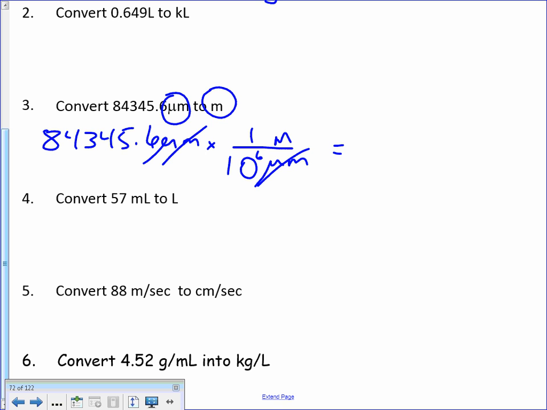So that's 8.4346 times 10 to the negative 1. Negative 2. Yeah. Is that right? So this right here is scientific notation, but it should still be 6 sig figs.